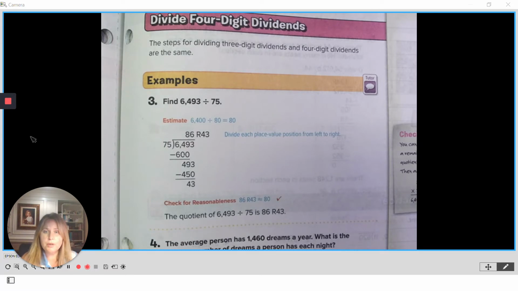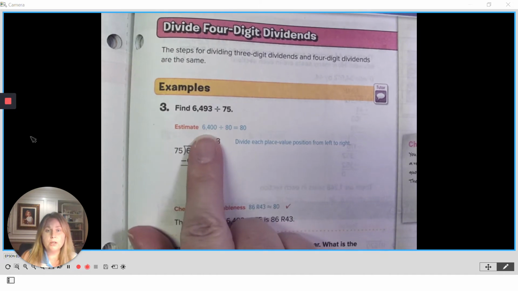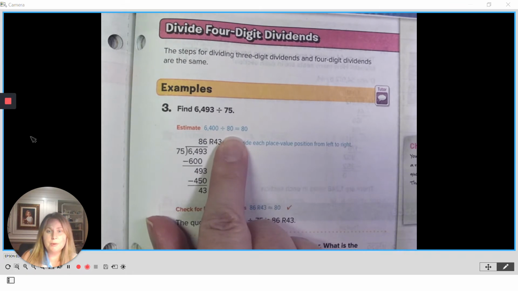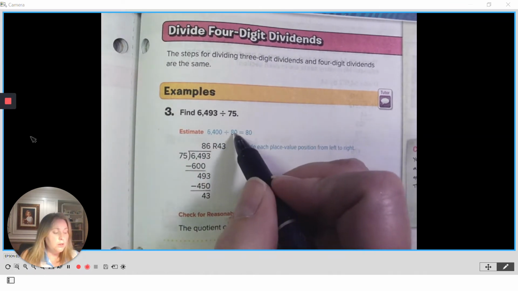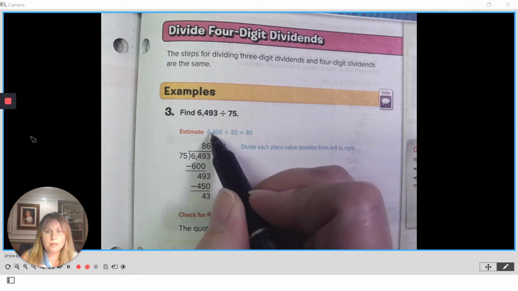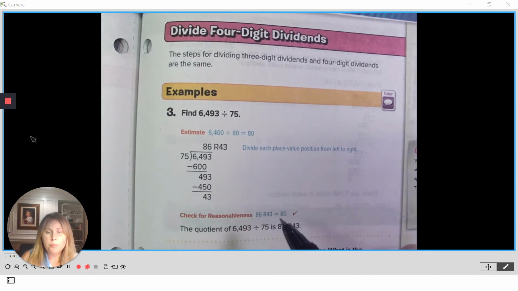Okay, example 3, we have 6,493 divided by 75. So if we wanted to get round numbers here, we could say 6,493 is quite close to 6,400, and I can round that 75 up to 80. Okay, 6,400 divided by 80 would be 80, just like 64 divided by 8 would be 8. So add the zeros there, that would be 80. So our answer should be pretty close to 80. So that is our estimate for reasonableness.